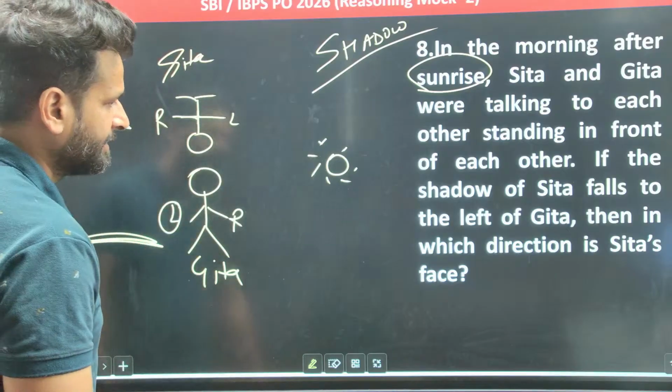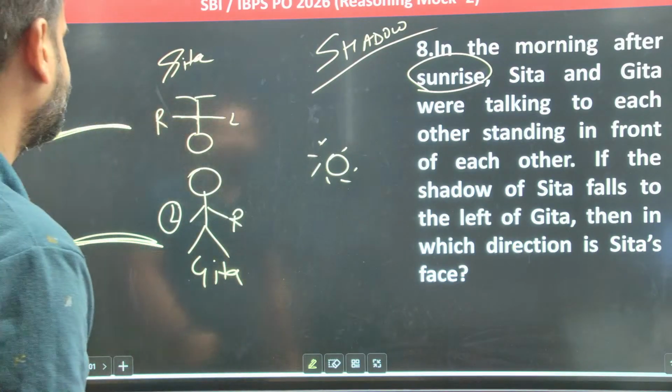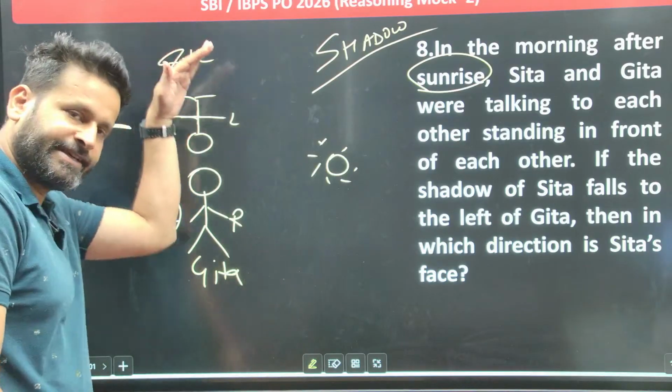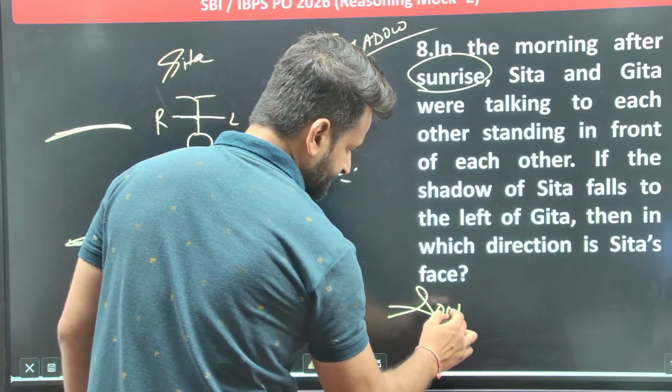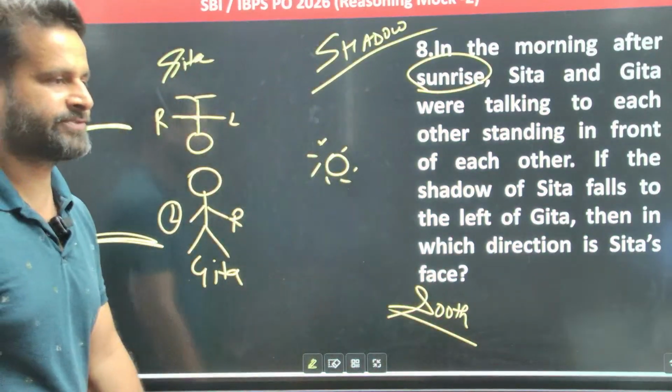Simple. Now, in which direction does Sita face? This is Sita. Sita is facing downside. Downside means south. The answer to this question will be the south direction. I hope this was clear.